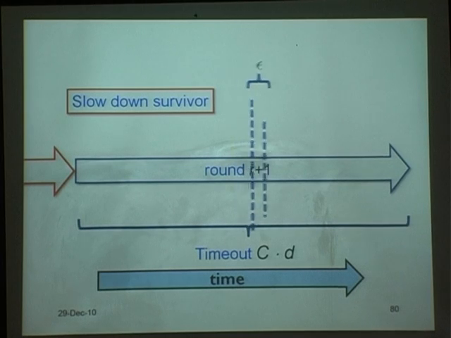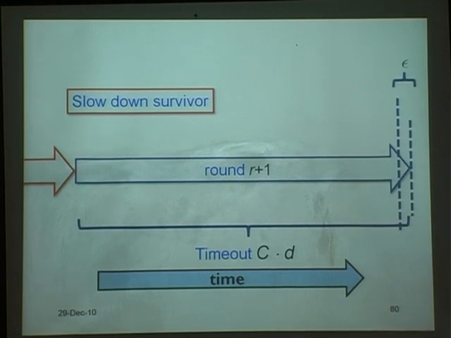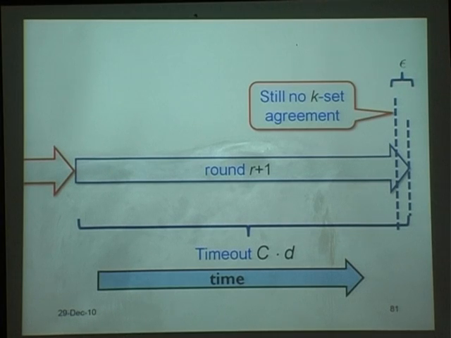That is, until the timeout, because we're stopping epsilon before the timeout time. So I'm going to time out C times d minus epsilon. And so the claim is you still can't do k-set agreement here, because it's indistinguishable from the other execution where everyone was healthy and running quickly. So it's just a stretching.